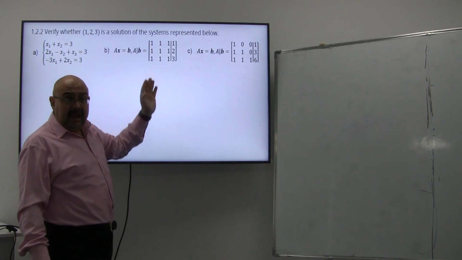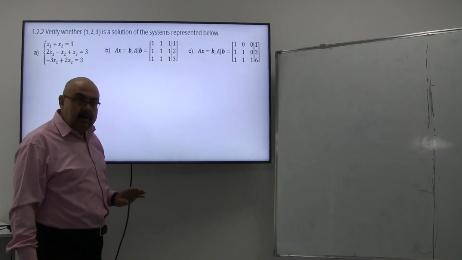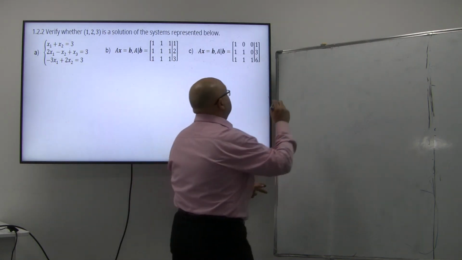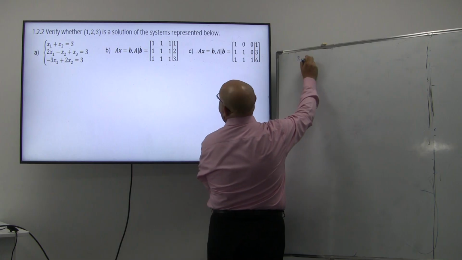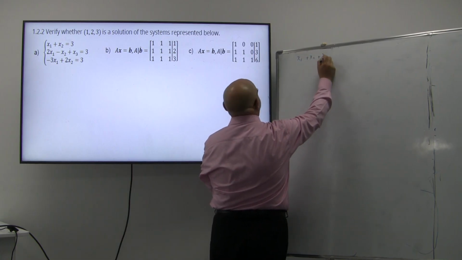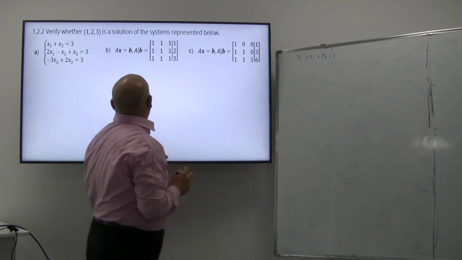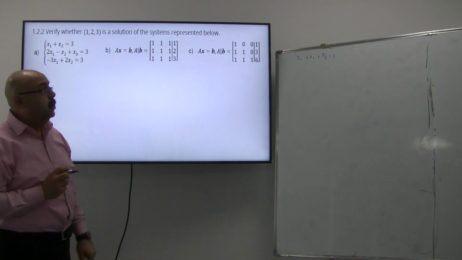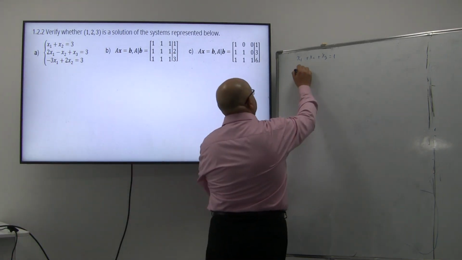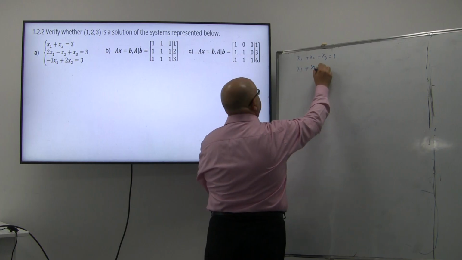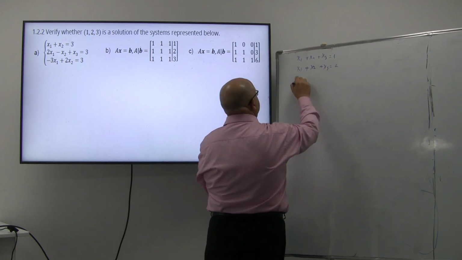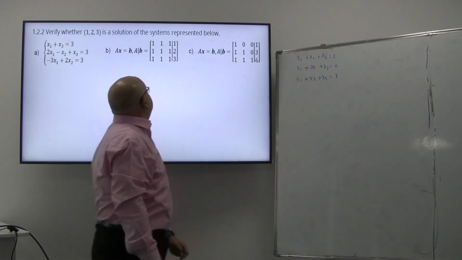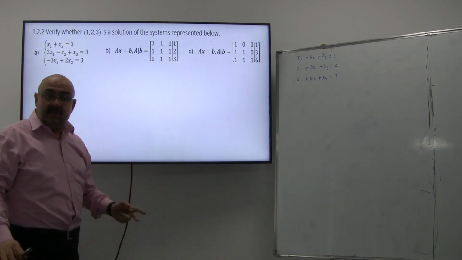The easiest thing is to return to the equations and start substituting. I will write it on the whiteboard: x1 plus x2 plus x3 equals 1. Try to substitute 1, 2, 3. If I make a substitution, is it going to work? No. The second one is exactly the same: x1 plus x2 plus x3 equals 2, and x1 plus x2 plus x3 equals 3. If you try to substitute 1, 2, 3 in these equations, it's not going to work.